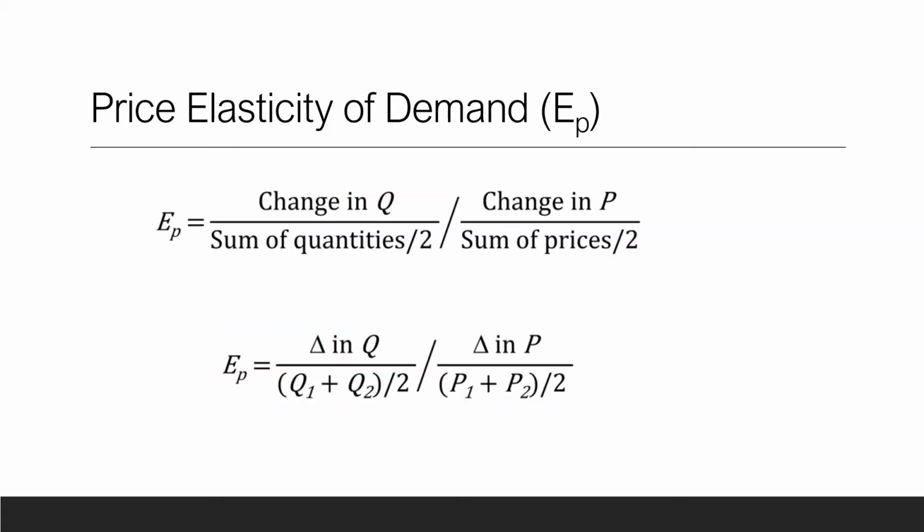In calculating the price elasticity of demand, we first calculate the percentage change in quantity, which would be the change in Q, which would be Q2 minus Q1 divided by the sum of quantities divided by 2. So that would be Q2 minus Q1 divided by (Q1 plus Q2) divided by 2. And then we calculate the percentage change in prices, which is the change in price, P2 minus P1, divided by the sum of prices divided by 2. So the sum of prices would be (P1 plus P2) divided by 2.